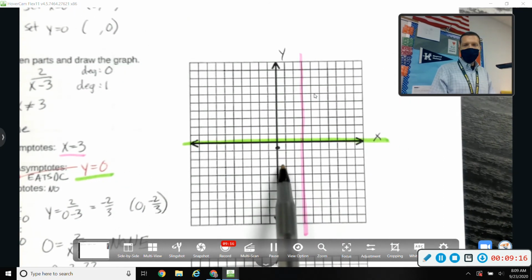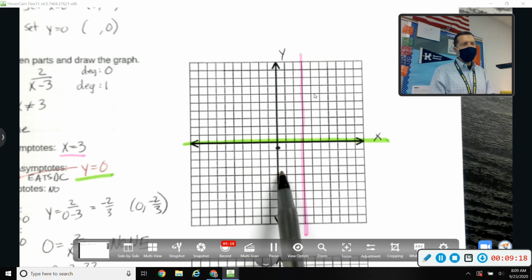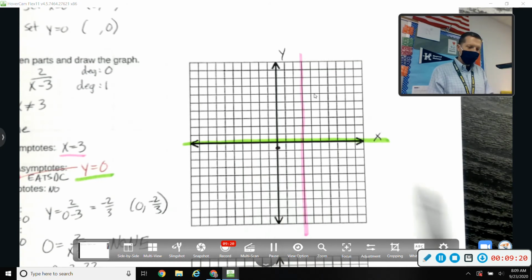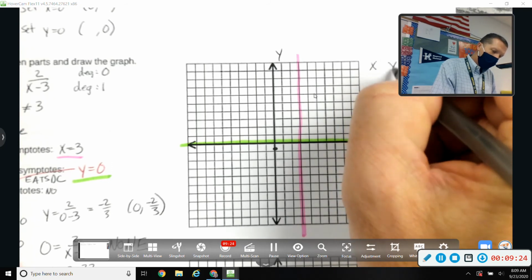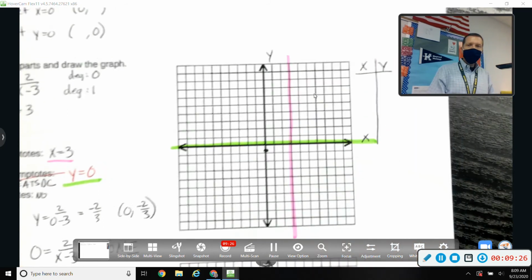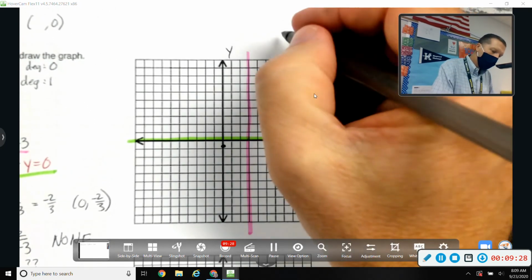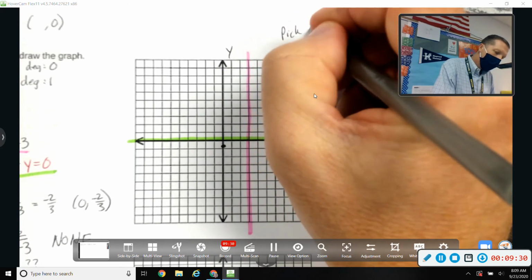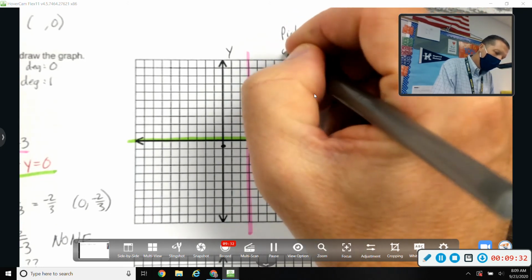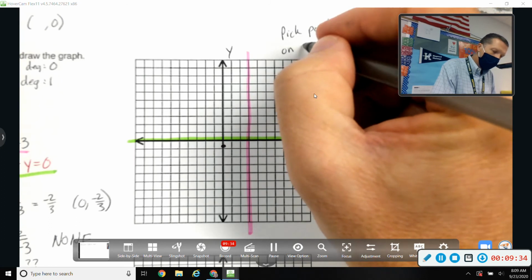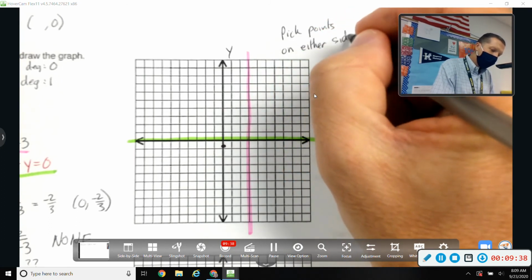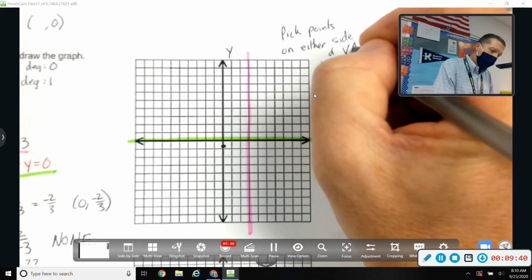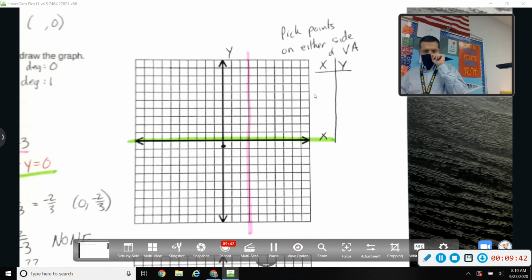All right, this is what I meant when I said sometimes you don't have enough information to go on here, because what does this graph look like if I've only got 1 point? Well, let's make a table of values. And the main thing is to pick points on either side of vertical asymptotes.